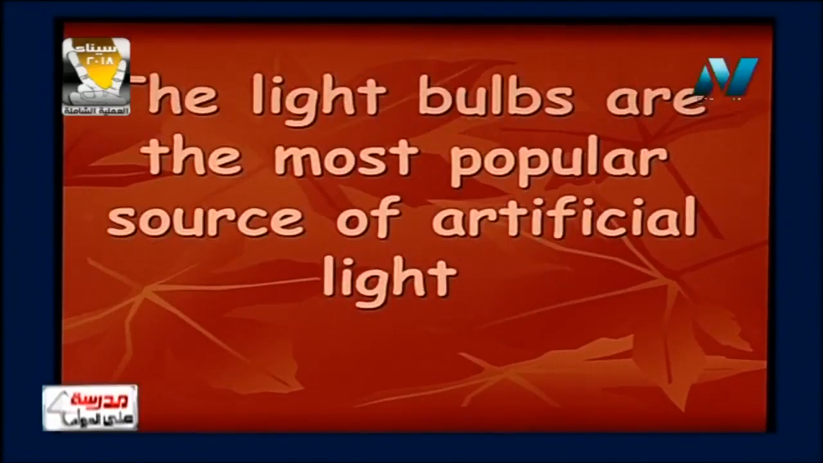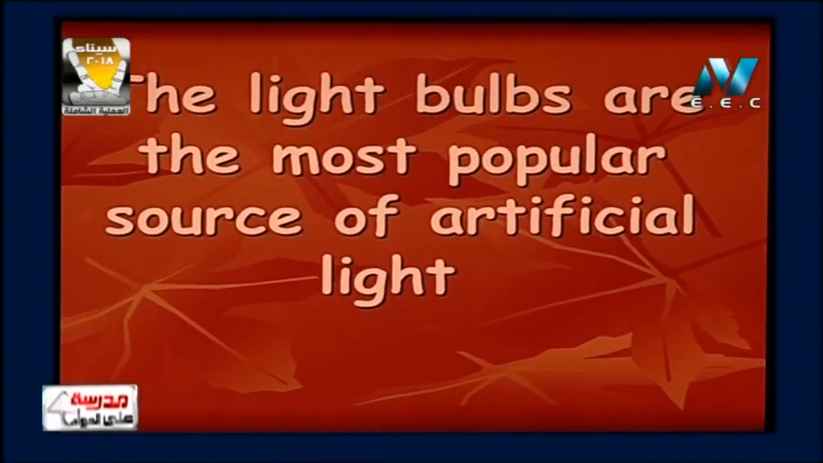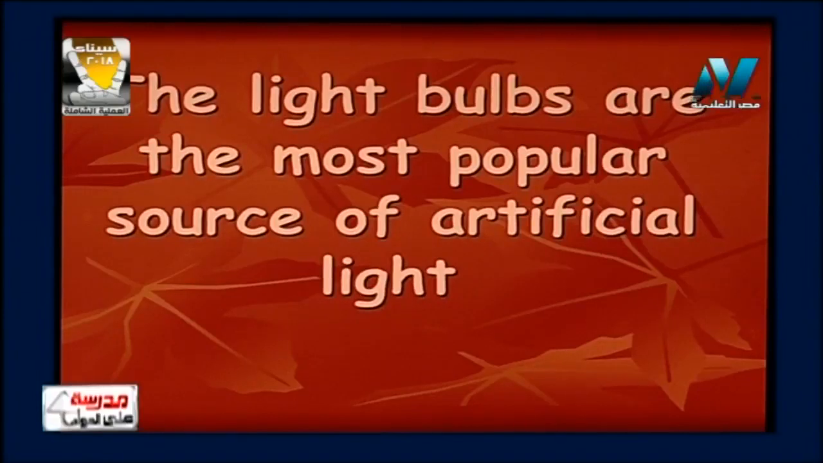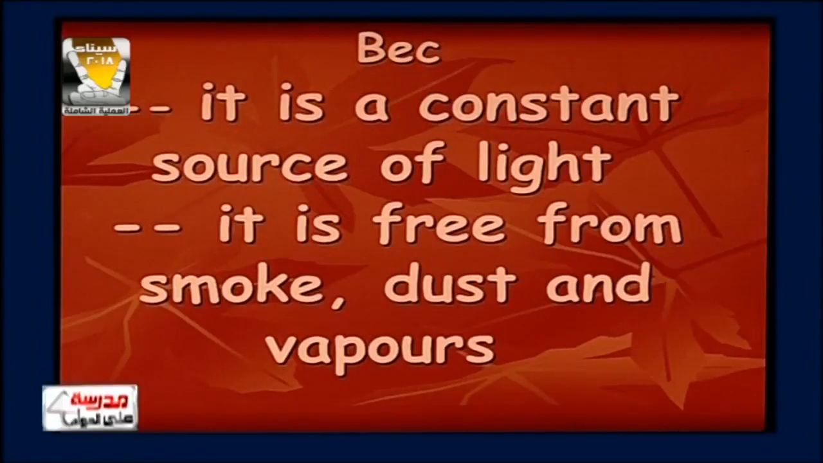Another question. The light bulbs are the most popular source of artificial light. The most preferred artificial source for humans is the light bulb. We can use fire, we can use a candle, we can use a kerosene lamp for example. But all these things, the old kerosene lamp, are not preferred now. Why? For many reasons. Why is the light bulb the most popular? Because it's a constant source of light, more or less permanent than any other source.